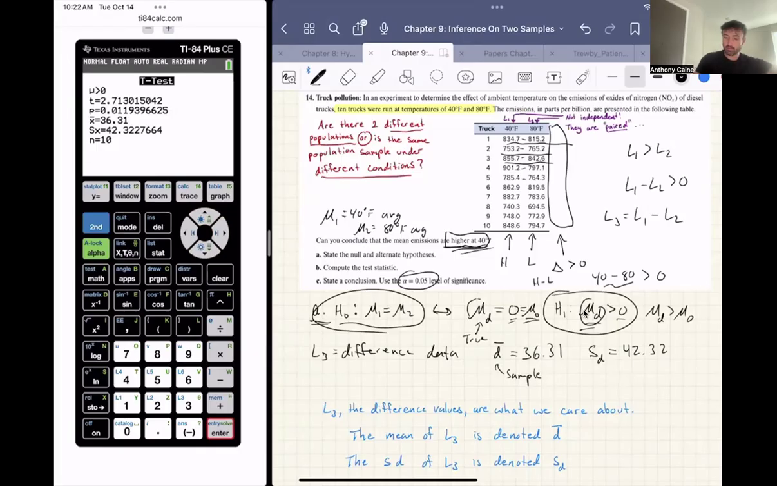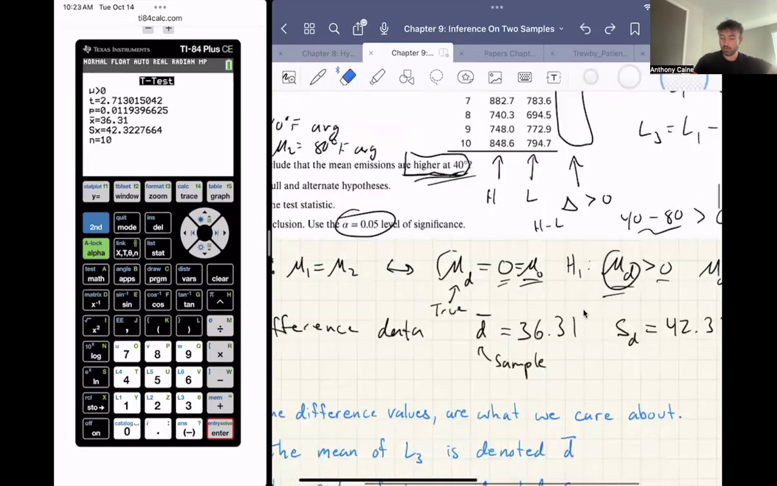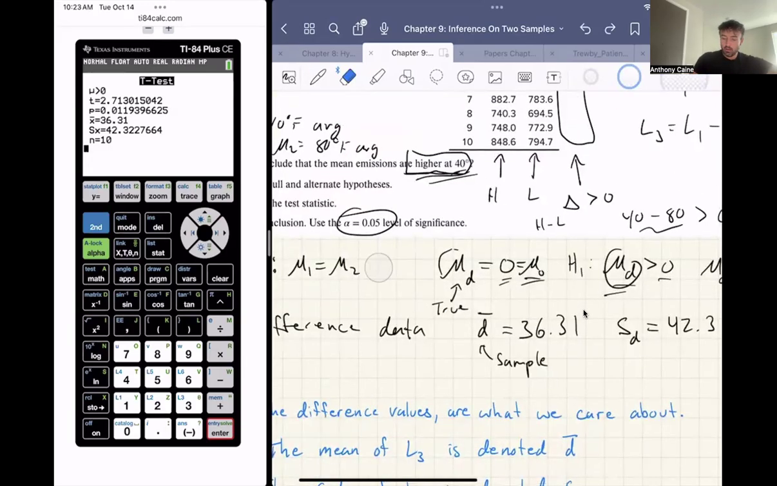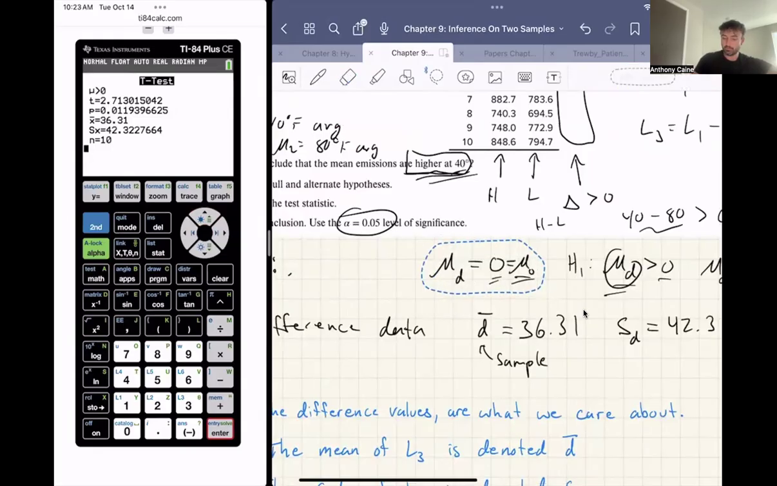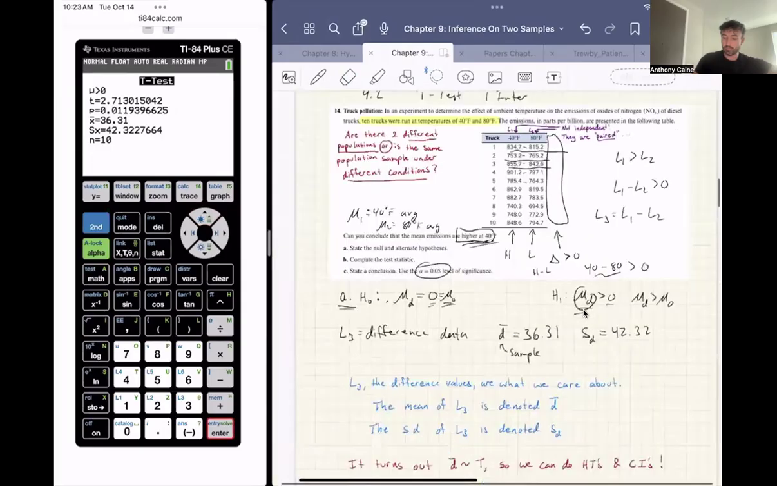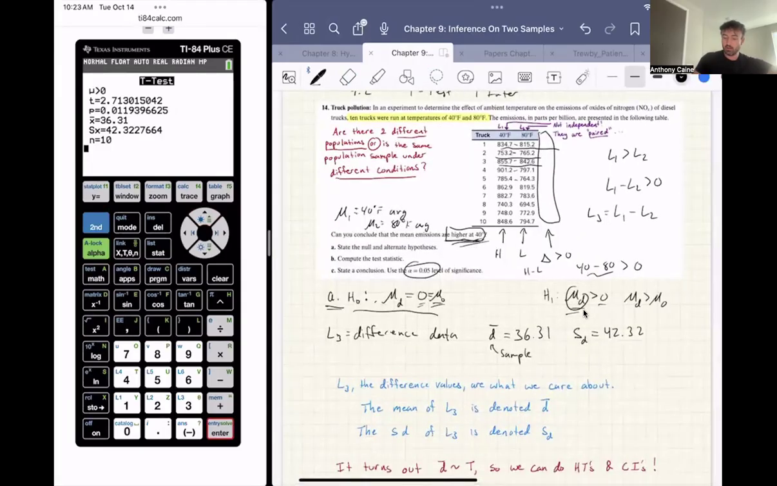Or alternatively, I need to be consistent. The two things I just circled use two different languages. One uses mu1, mu2, the other uses mu d. So really what I should say is, let me clean this up. Our null is that there is no difference. Our alternative is that there is a difference.